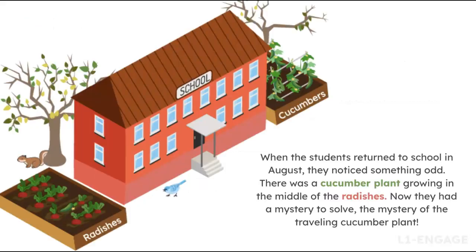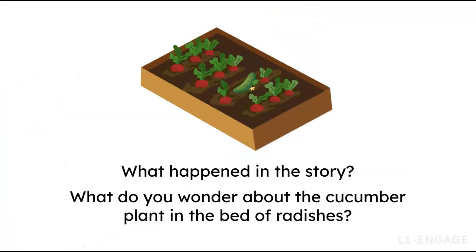The anchoring phenomenon story details how students at a school planted radishes on one side of the school building and cucumbers on the other. When the students returned to school in August, they noticed a cucumber plant growing in the radish bed. They are charged with solving the mystery of the traveling cucumber plant. You'll ask students what happened in the story and allow them to share any observations they made while listening to the story. As students are sharing their observations and questions, you'll provide them with this sentence stem, "Now I'm wondering about," to model how we can use observations to develop questions.